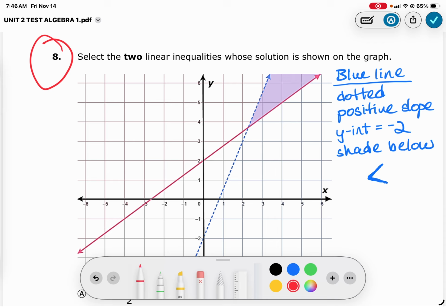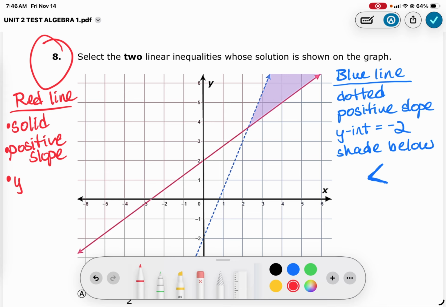Okay? Now let's talk about the red line. The red line, it's a solid line, right? Solid. Okay. It also has a positive slope. All right. What else can we say? The y-intercept is +2. Okay. And it is shaded above. The shading for the red line is above.